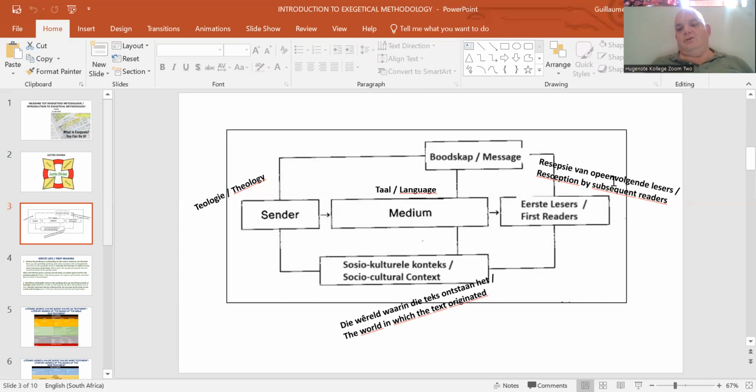acknowledging that you are also a subsequent reader and asking, what is God telling me today, without drawing a straight line between this message and today. It's impossible, because all these bridges need to be crossed. I know I'm repeating myself from the previous lecture, but this is why it is so important for you to grasp the idea of exegesis.